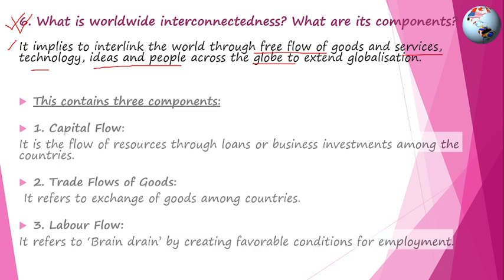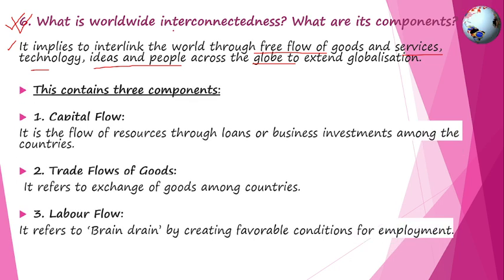You may find the question either in the sample paper or in the exam too. Okay, now let's talk about its components. What are the components of this one? There are three components. The first component is capital flow. Capital flow means you can understand the flow of resources through loans, businesses, and investment among the different countries of the world. And the second is trade flow of goods, which simply means there would be the exchange of goods among the countries of the world.